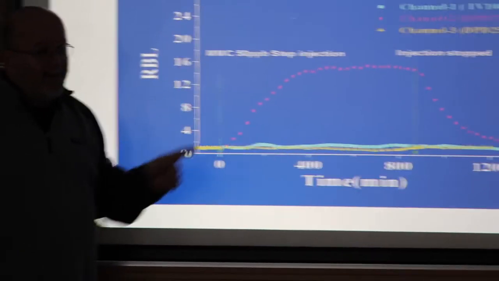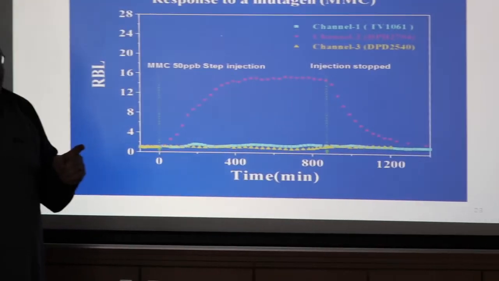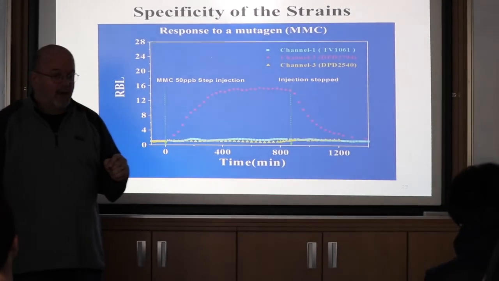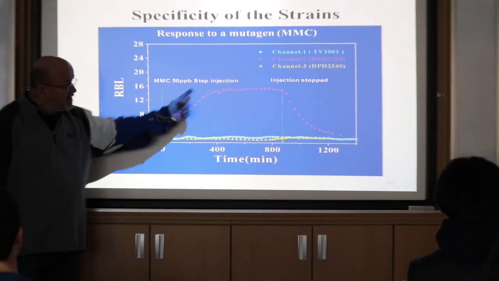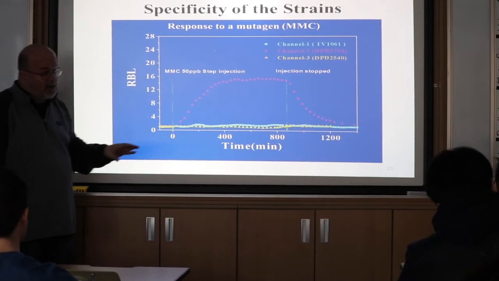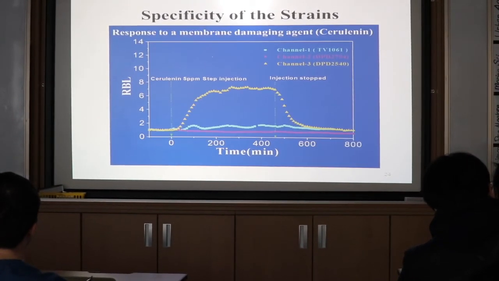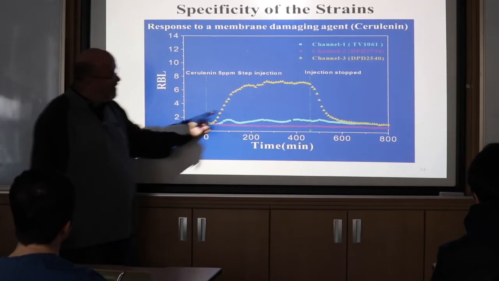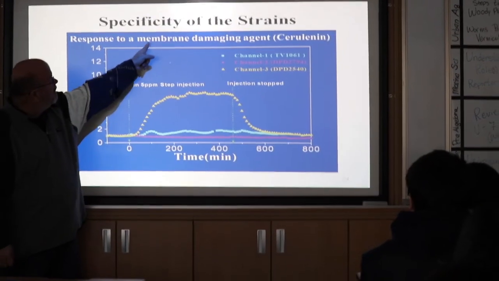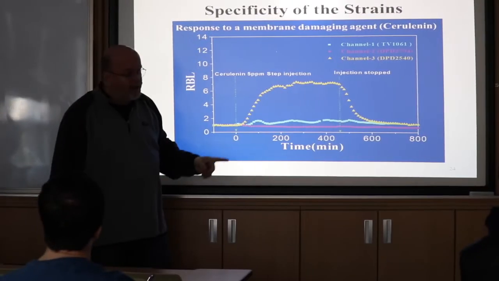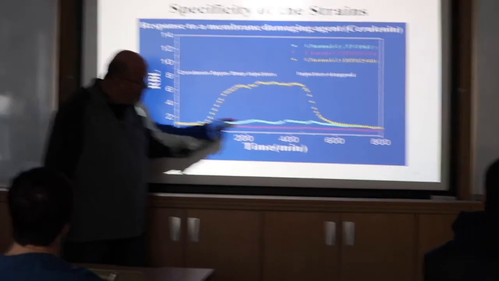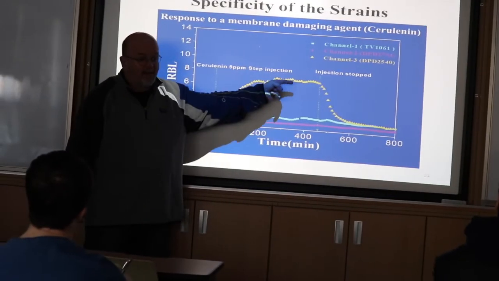Mitomycin C, anybody know what this is? Mitomycin C is a drug used in chemotherapy for people with cancer. So it attacks the DNA. And so you can see that our bacteria responds to this chemical because the DNA inside the bacteria is being hurt. Likewise, cerulenin. What does cerulenin attack? Protein, DNA, membrane. Right here. Response from membrane damaging agent, cerulenin. And so you see the DNA response, bacteria doesn't respond, the protein bacteria doesn't respond, but the membrane bacteria responds.